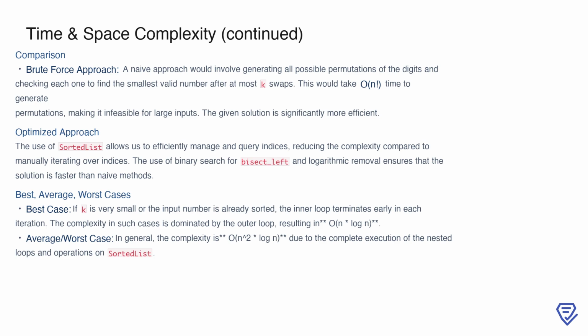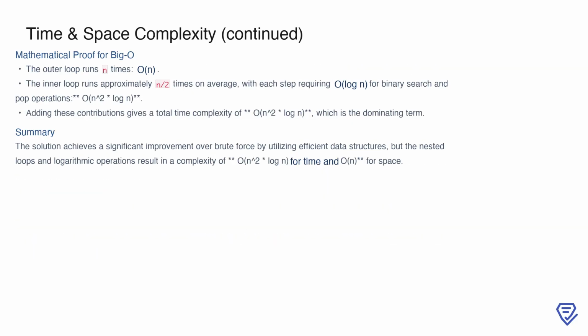When analyzing different cases, we find that in the best case scenario, such as when k is very small or the input number is already sorted, the inner loop terminates early, and the dominant complexity is n times log n. However, in the average and worst cases, the nested loops and operations on the sorted list lead to a time complexity of n squared times log n. To mathematically validate the time complexity, consider that the outer loop runs n times, contributing n. On average, the inner loop executes approximately n/2 iterations, with each step involving log n operations for binary search and removal. This results in a total complexity of n squared times log n, which dominates the other terms.